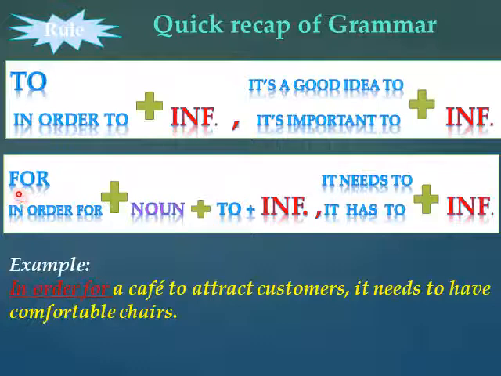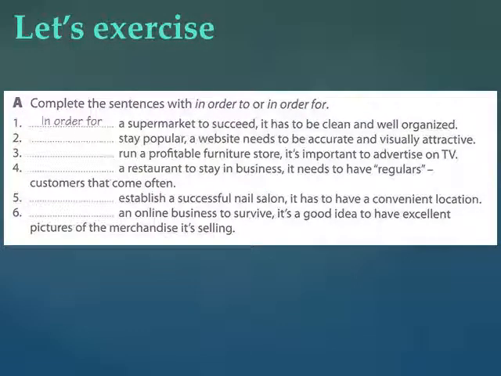And for in order for, just like we said, the infinitive doesn't come right after it, but a noun comes after it, then to, then the infinitive, and then we have the comma. And for the second sentence, it needs to, or it has to, plus the infinitive. And here's an example. In order for a cafe to attract customers, it needs to have comfortable chairs. Let's move on.